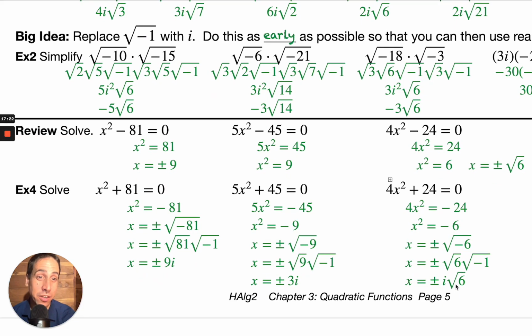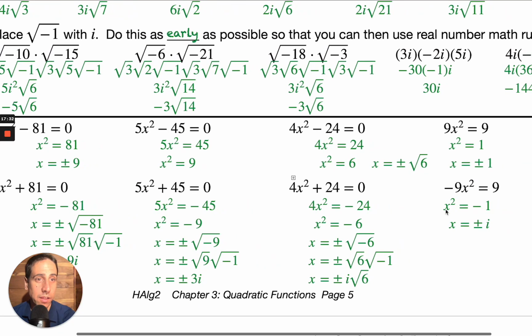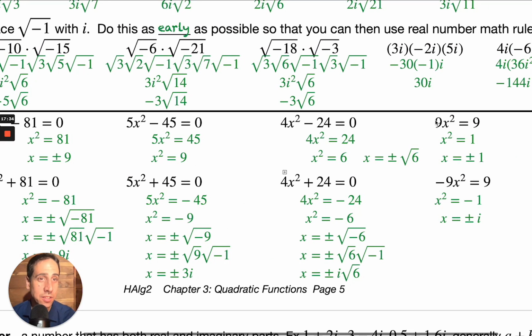This is the imaginary number that when you put it back into the original, and you square everything, multiply by 4 and add 24, you do get 0. And that's cool. Here, we change this positive 9 to negative 9, and all of a sudden you get x squared is equal to negative 1. So the two numbers that will satisfy this equation are a positive i and negative i.